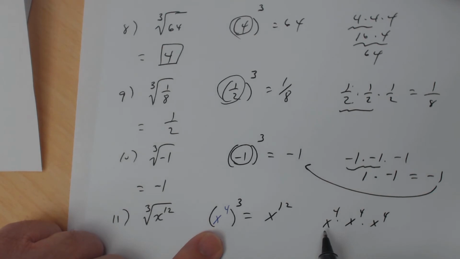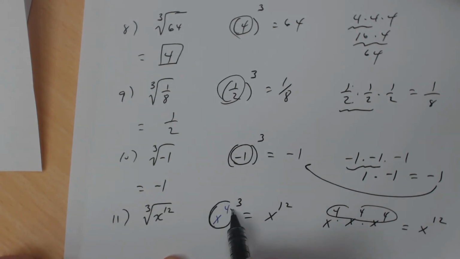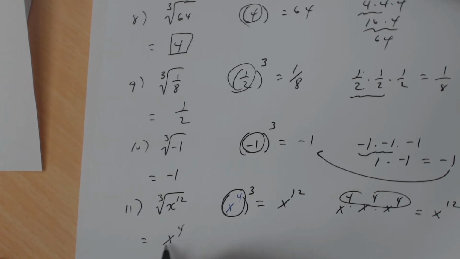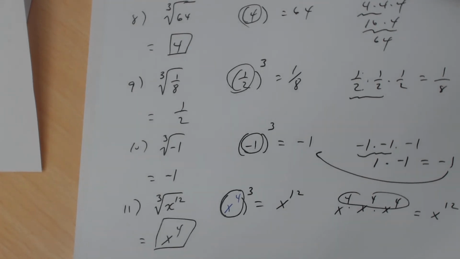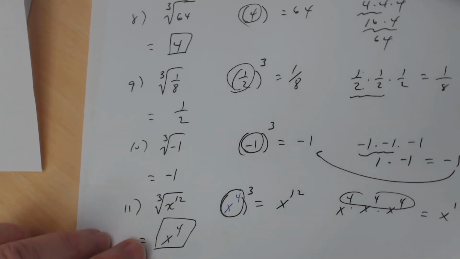And remember our product rule from last semester. When I multiply like bases, I add exponents. 4 plus 4 plus 4 is 12. So I do get x to the 12th, and so this right here is your answer. So the cube root of x to the 12th is x to the 4th. It's important that your answer does not include a radical here.